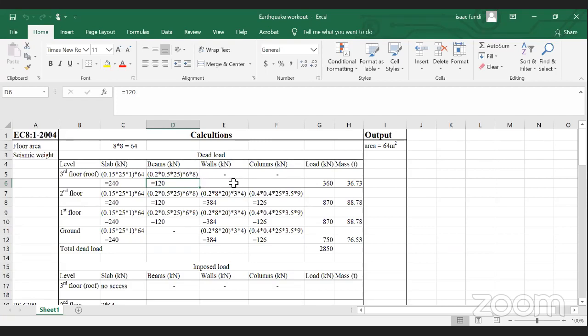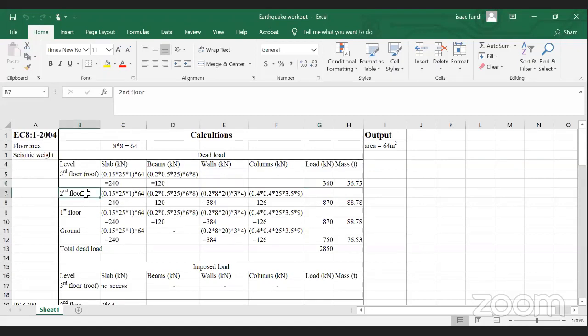Since this is a roof, there are no walls, so there is no loading for walls. There is no column at that point. So the total dead load becomes 360 kilonewton. Converted into tonnage, that becomes approximately 36.73 tonnes.